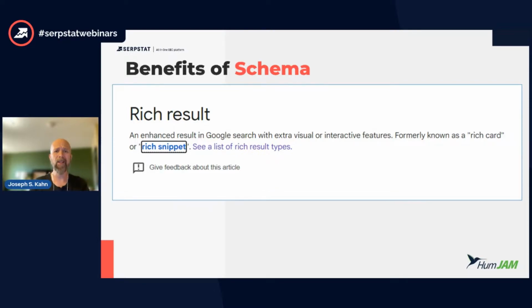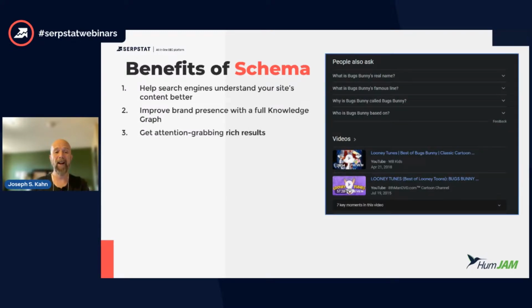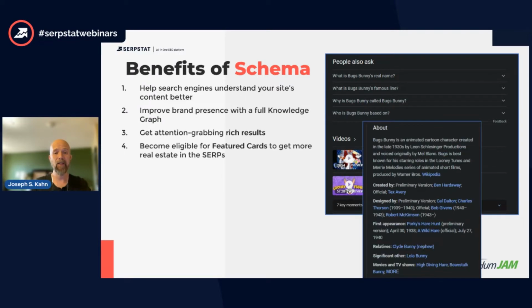So this is Google's definition of rich result. And I see a lot of people arguing about what is a rich snippet and what is a rich result and what is a feature and all that kind of stuff. Rich card, if you hear all that. So this is another screenshot. What is a rich result? What is a rich snippet? Okay. Basically, here's the benefits of it. It helps search engines understand your content better. It improves brand presence with a full knowledge graph. It's hard to get a knowledge graph without providing this data, as you can see. People also ask, it gets attention grabbing results. This is that knowledge card of that knowledge graph. You become eligible for feature cards.